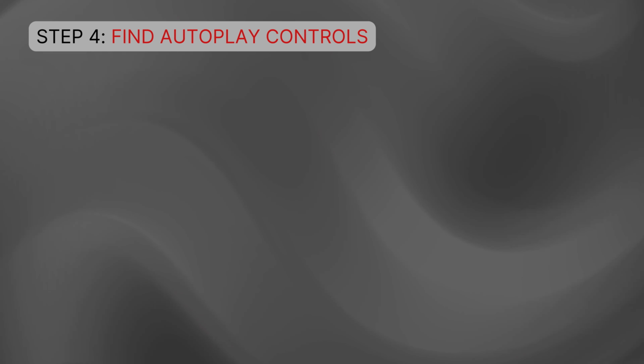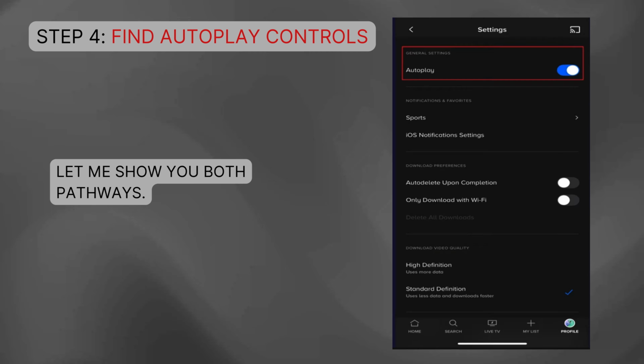Step 4, find autoplay controls. Here's where it gets interesting. Different app versions place autoplay in different locations. In some versions, you'll see general settings with autoplay underneath. In others, it might be directly under settings as autoplay or under video settings. Let me show you both pathways.